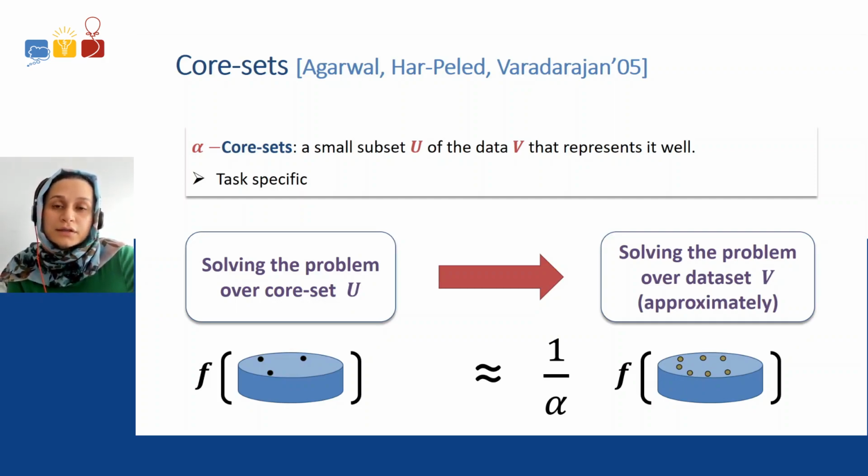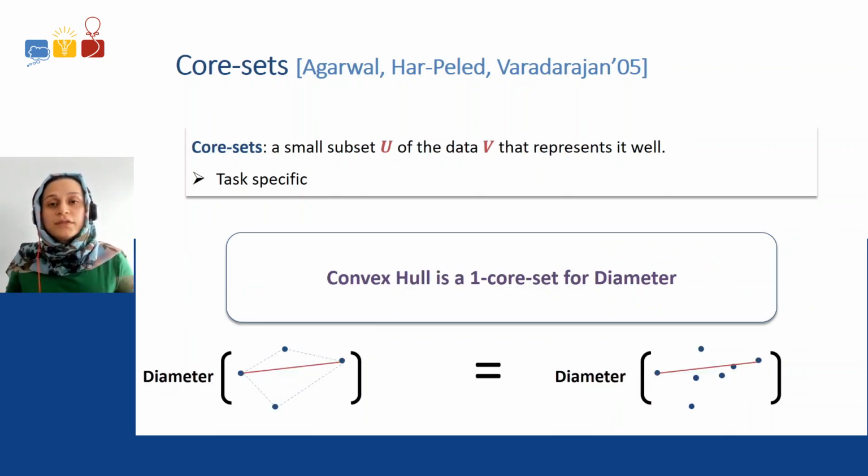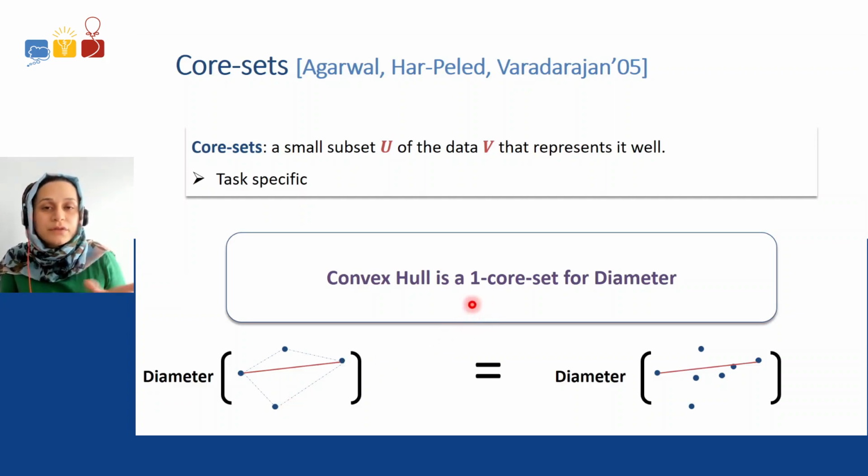To give you an example, suppose we have a set of points and we want to find the 2 farthest points. We know that the 2 farthest points always lie on the convex hull of the set of points, and therefore the points that are on the convex hull form a 1-coreset for the diameter, that is, preserving the value of the diameter exactly.